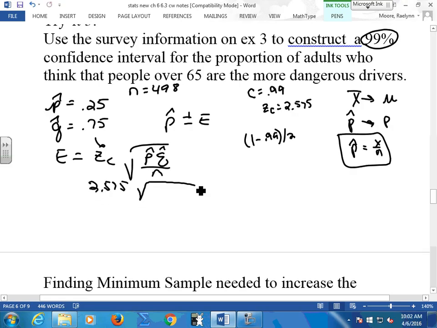2.575. Here's your 0.25 times your 0.75. And they told us they surveyed 498 people. So again, your margin of error is going to be small because it's a proportion. So your margin of error comes out to be 0.05. So all we have to do is say 0.25 plus or minus 0.05. So from 0.20 to 0.30. What does this mean to me? It looks a little better if you go like this.